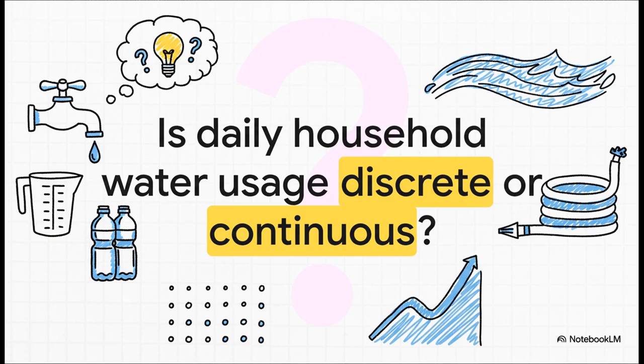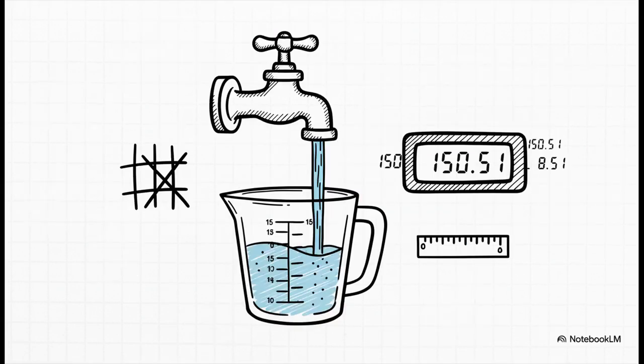Okay, time for a quick check-in, just to make sure this is all clicking. Let's say we're looking at the amount of water your household uses in a day. Is that a discrete variable or is it continuous? Just think about it for a second. It's continuous. And why is that? Well, you can't really count water usage in these neat little steps, right? It could be 150 liters, or 150.5, or 150.51. It can take on literally any value within a range. The key difference is right here. You have to measure it, you don't count it.